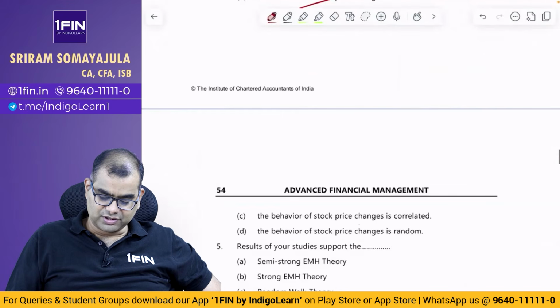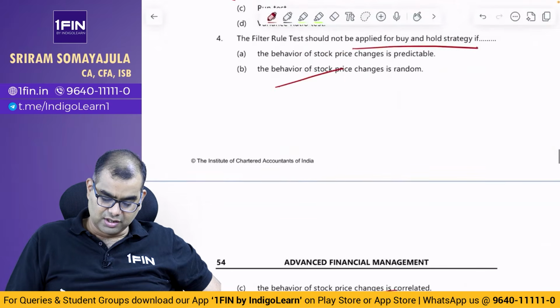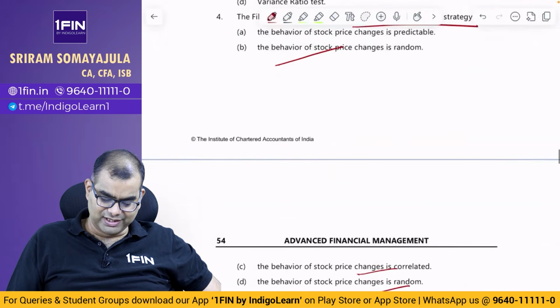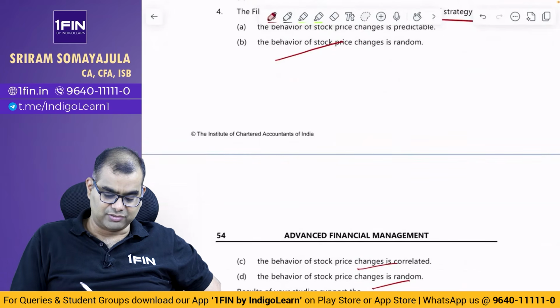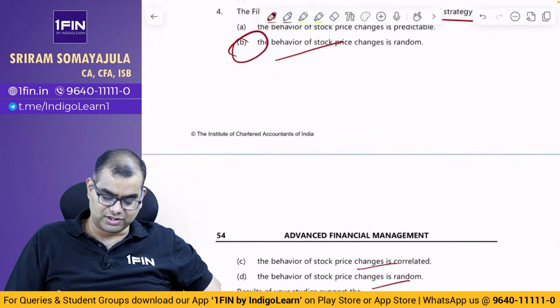So the options are: behavior of stock price changes is correlated, or behavior of stock price changes is random. B and D look very similar. Behavior of stock price changes is random. B and D both look the same. So the answer is actually B, but D is unfortunately the same.